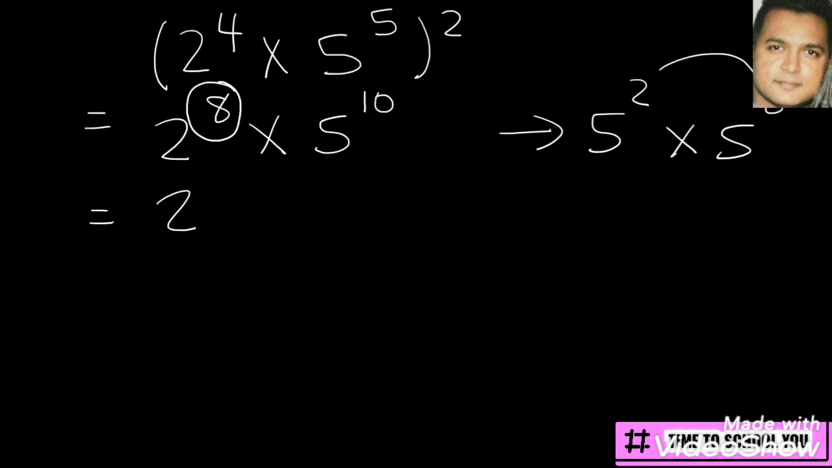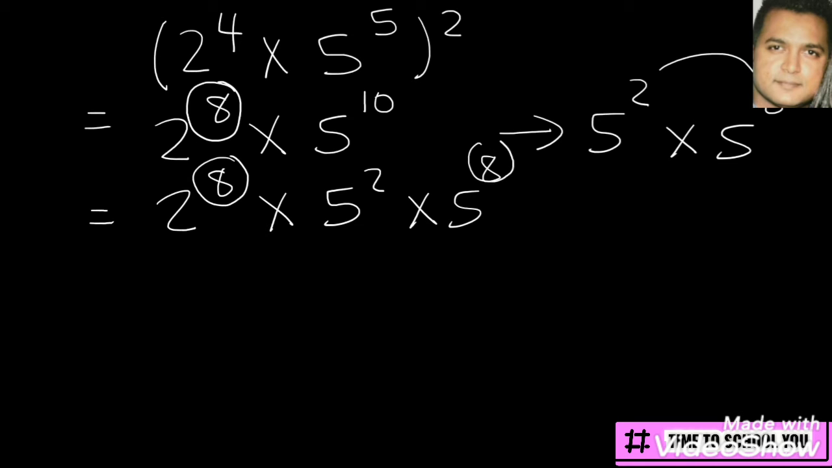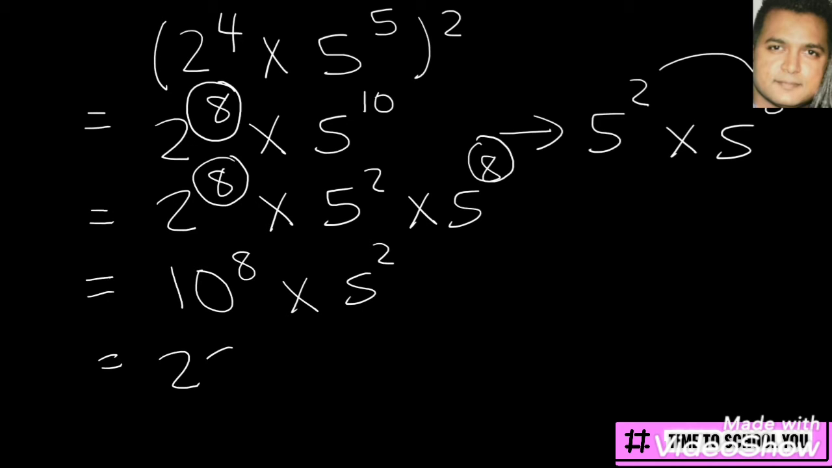So in this step here, I'll say 2 to the power 8 times 5 to the power 2 times 5 to the power 8. Now you notice that these 8s are the same. So therefore I can multiply these two bases. So I'll end up getting 10 to the power 8 times 5 to the power 2. So my answer would be 25, and with 8 zeros, it would be 1, 2, 3, 4, 5, 6, 7, 8.